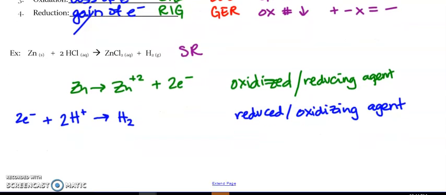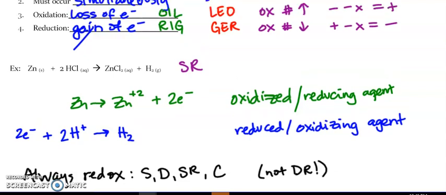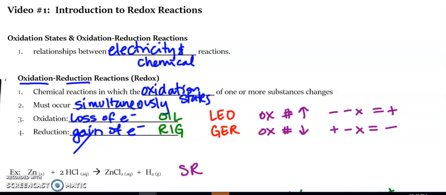Other reactions that are also always redox: synthesis will be redox, decomposition, as we said single replacement, and combustion. The one that will not be is double replacement. Double replacement will not be redox reactions. So this is just an overview of what it is. The next video talks about how we actually find these oxidation states.